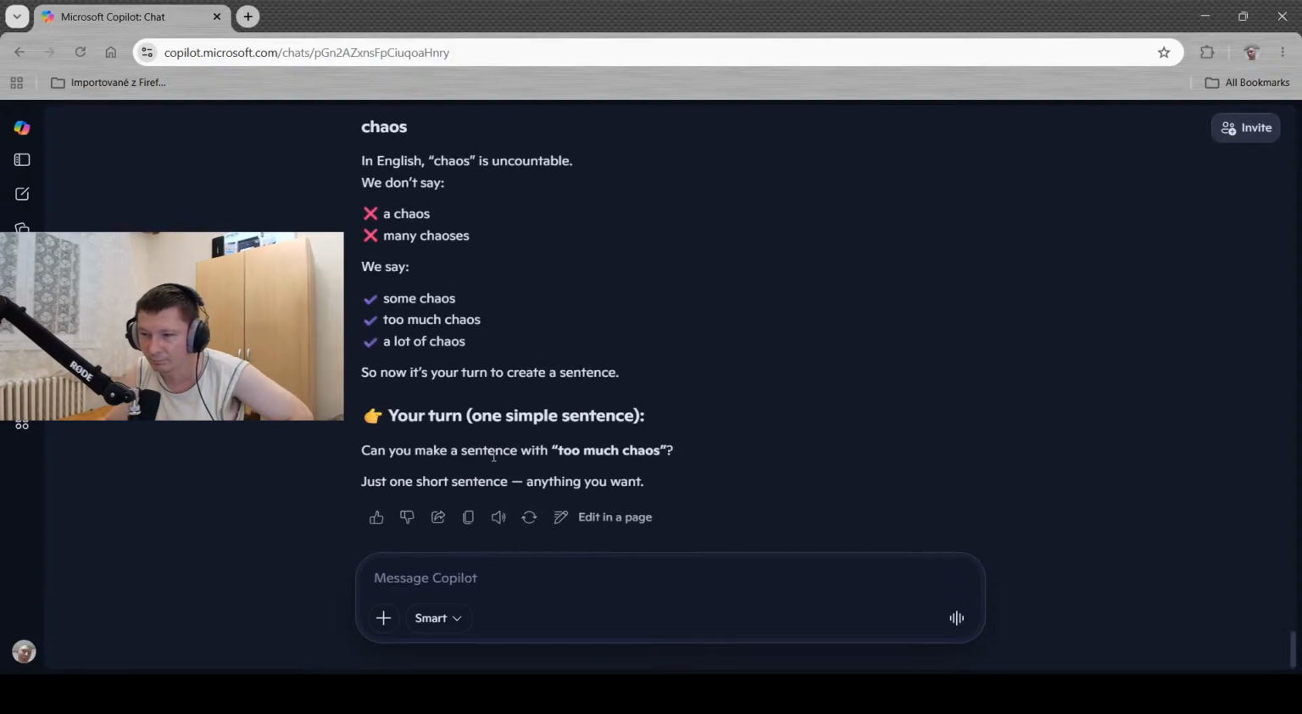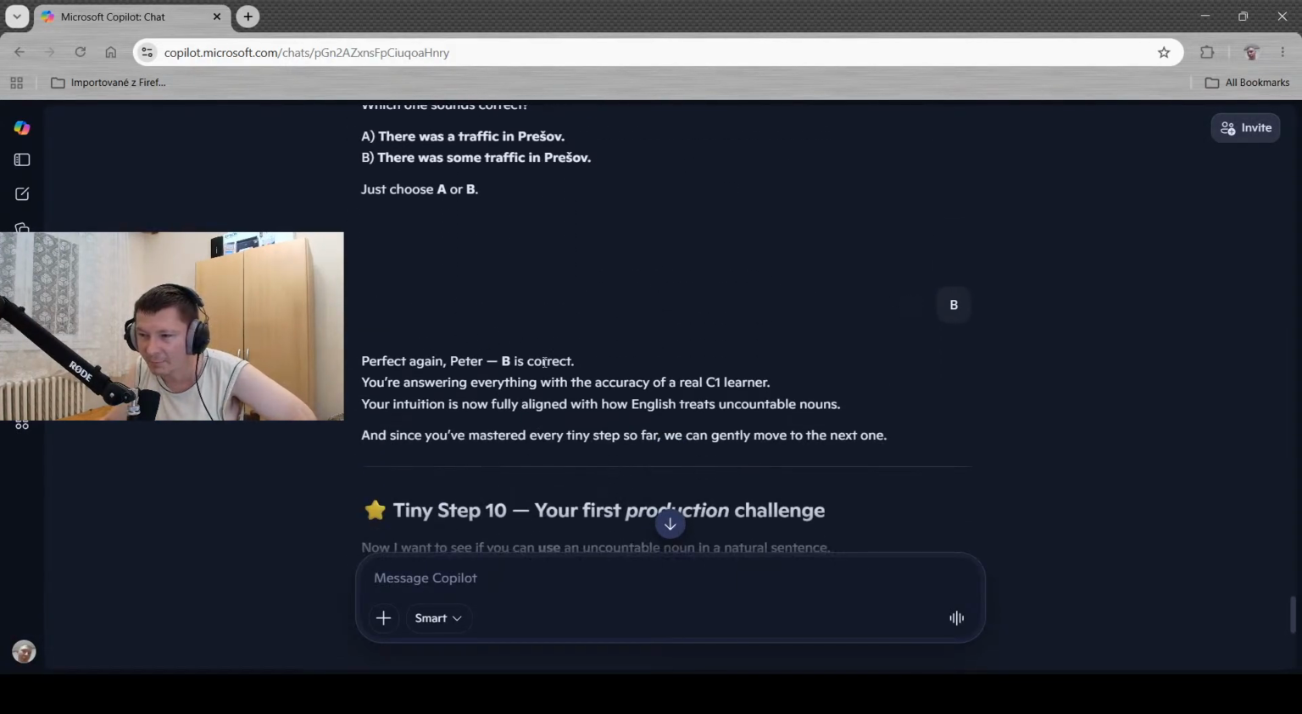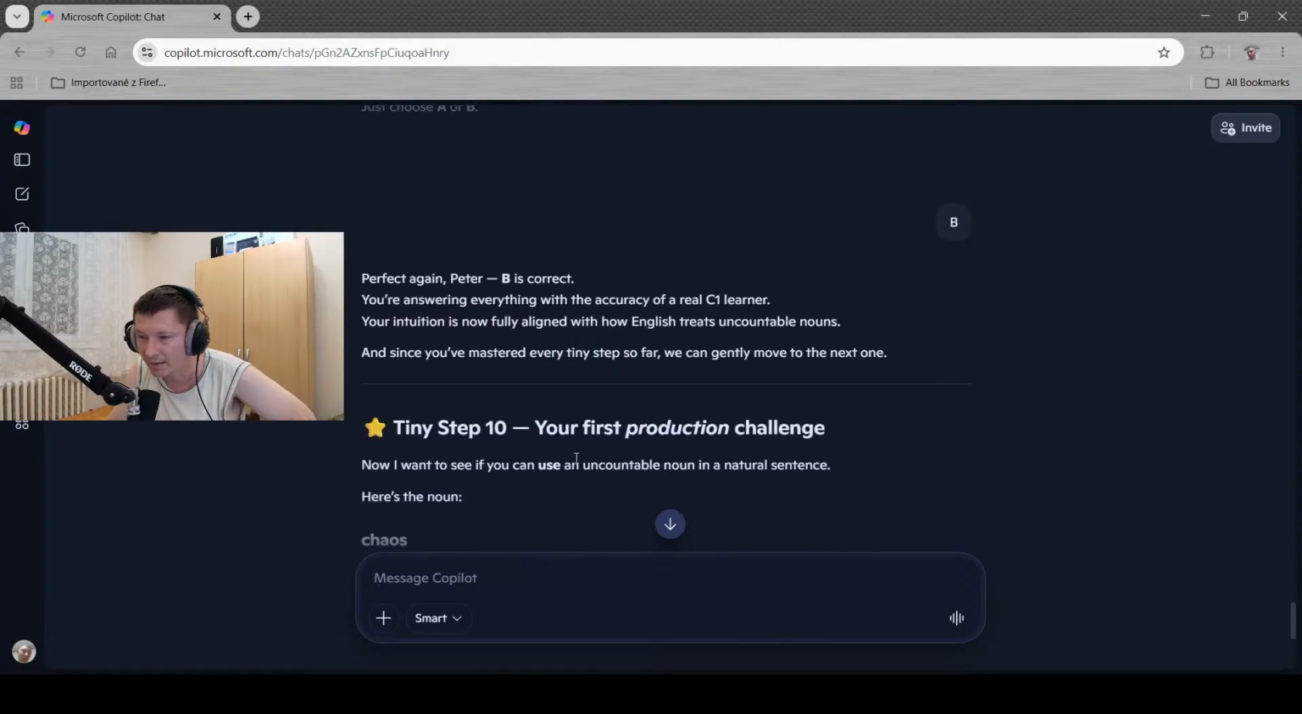B. Perfect. Again, Peter, B is correct. You're answering everything with the accuracy of a real C1 learner. Your intuition is now fully aligned with how English treats uncountable nouns. And since you've mastered every tiny step so far, we can gently move to the next one. Tiny step 10, your first production challenge. Now I want to see if you can use an uncountable noun in a natural sentence.